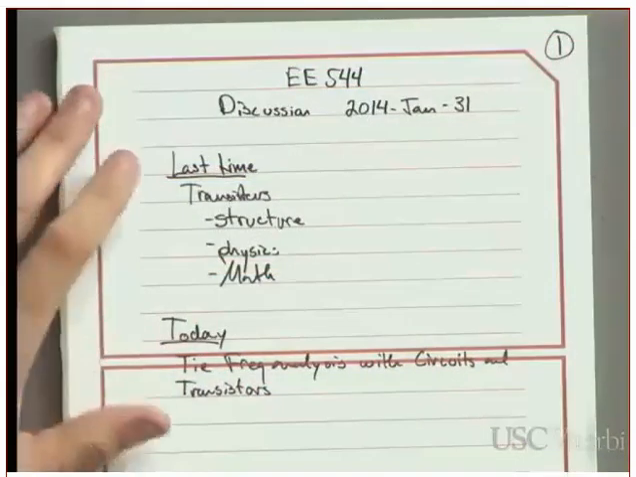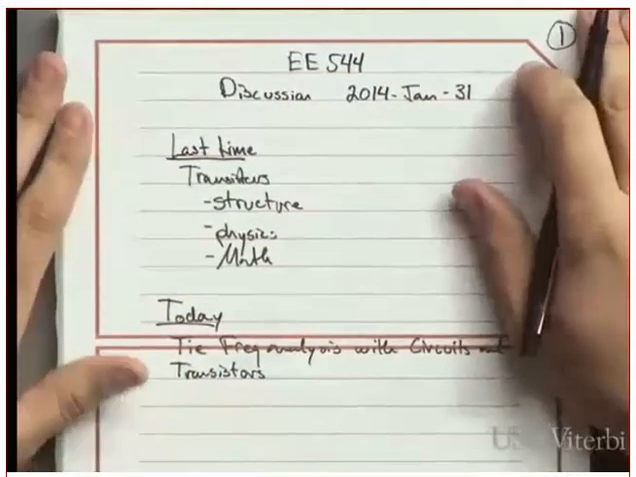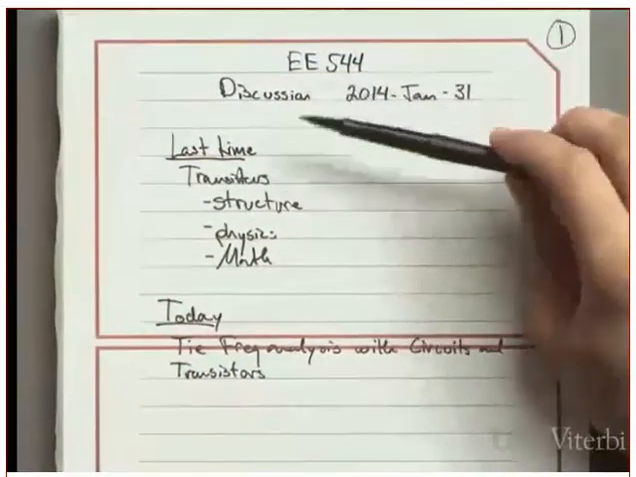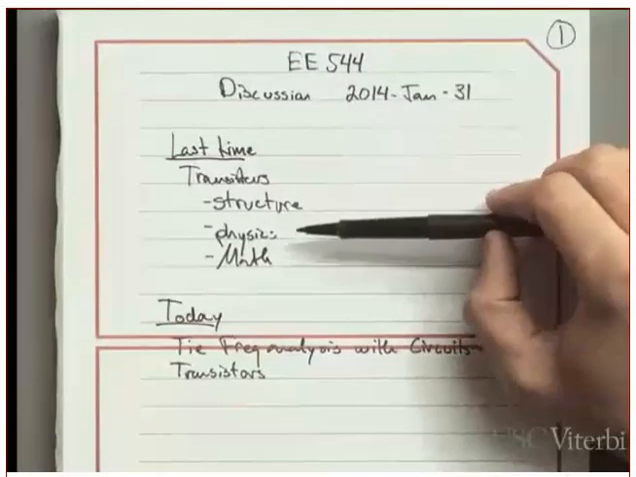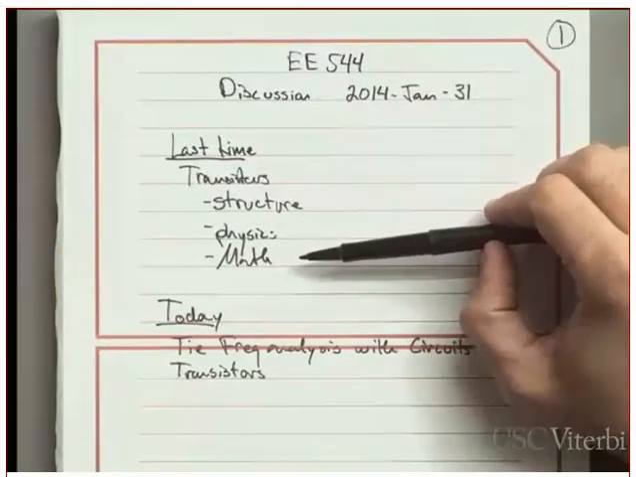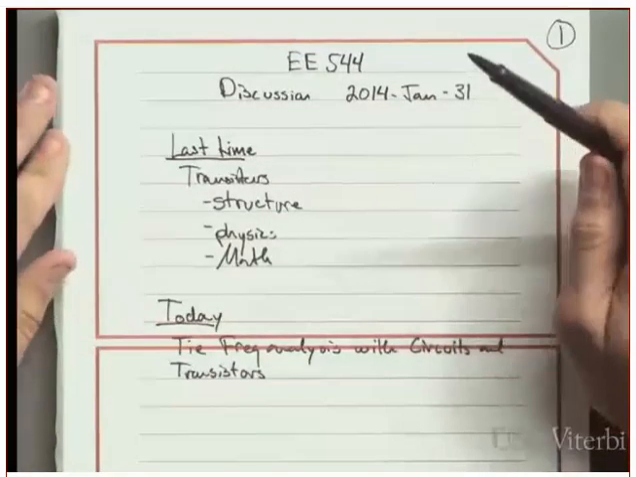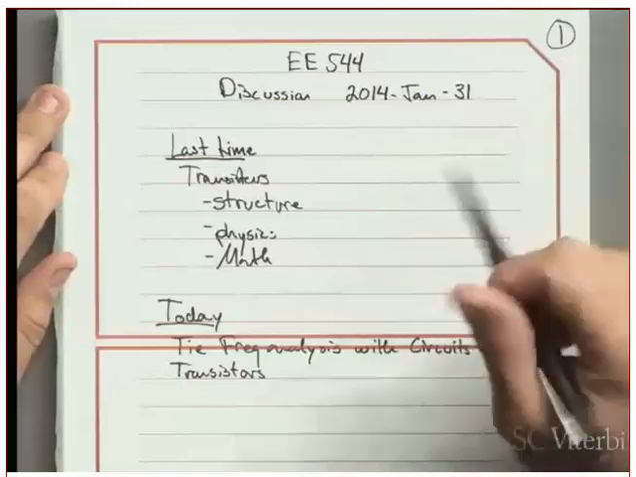All right, here we are. So if you remember last time I did the transistor stuff, I talked about the structure, the physics, and then the mathematical descriptions that we use for DC analysis.